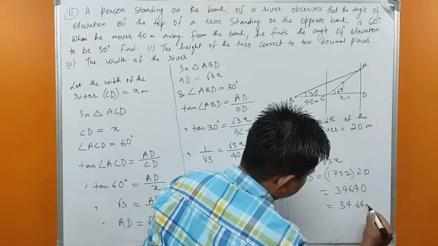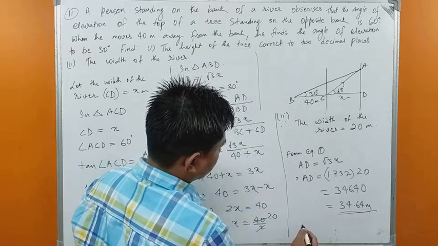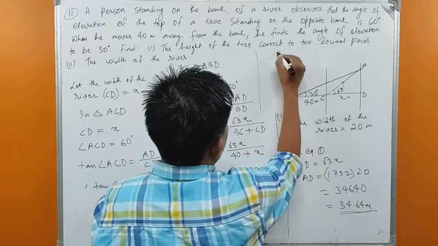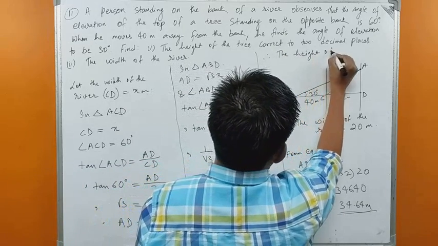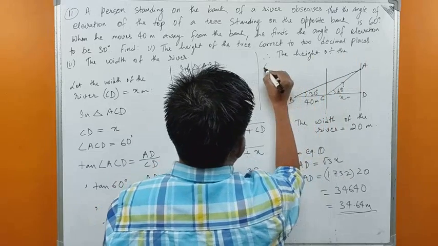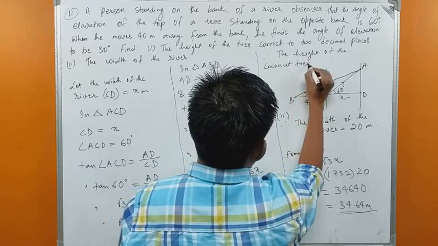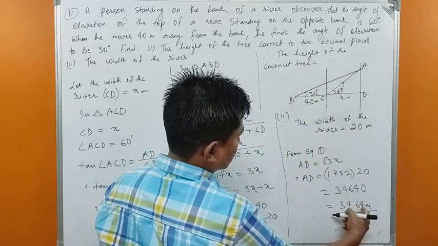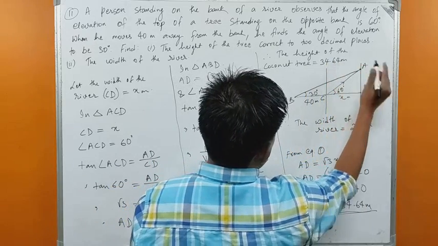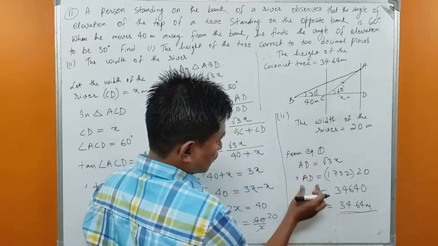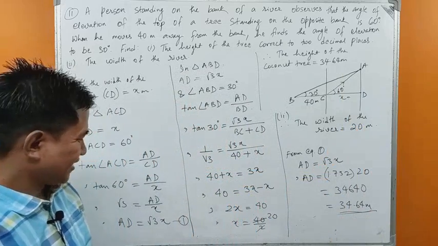34.64 meters. Let me write the answer here. Therefore, the height of the coconut tree equals 34.64 meters. AD is the height of the coconut tree, so AD is 34.64. I hope you got this.